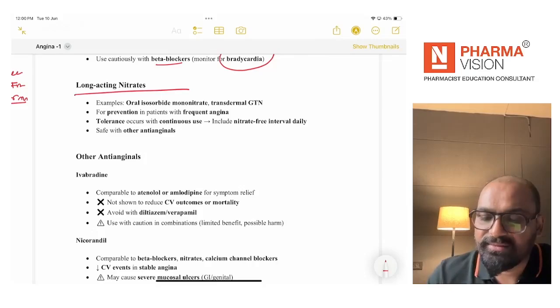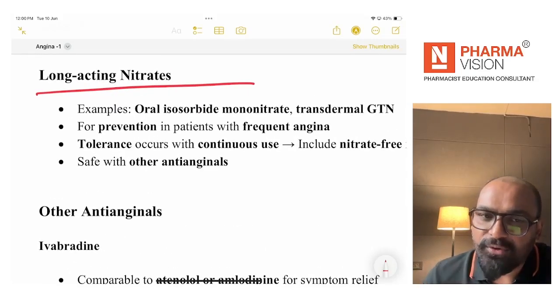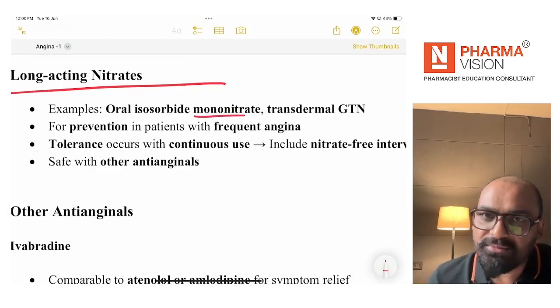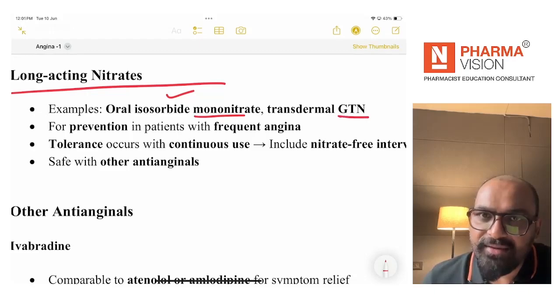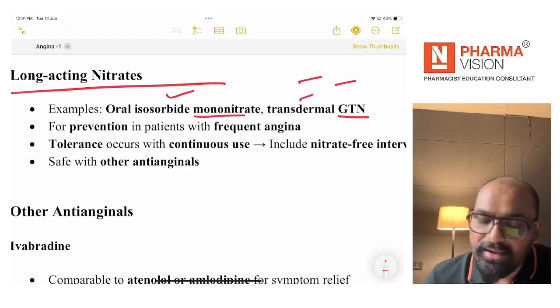Long-acting nitrates. When we discuss the nitrates, you are going to get a better understanding. Isosorbide mononitrate is 100% bioavailable orally. That's why it's used orally. Glyceryl trinitrate doesn't have oral bioavailability. That's why it's used by alternative routes like transdermal patches, sublingual, and IV.